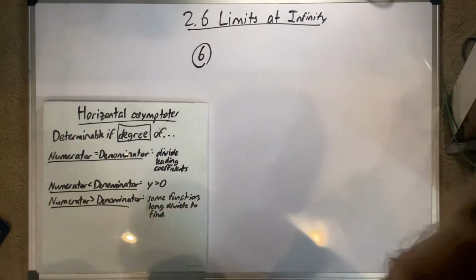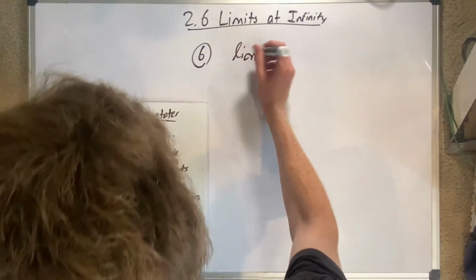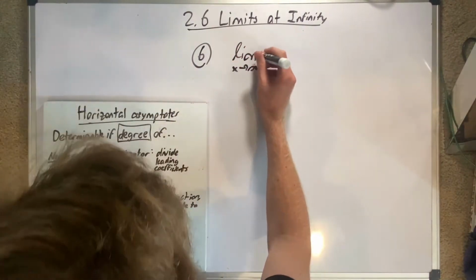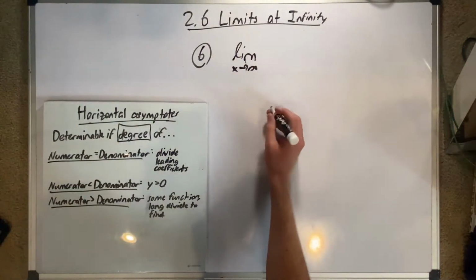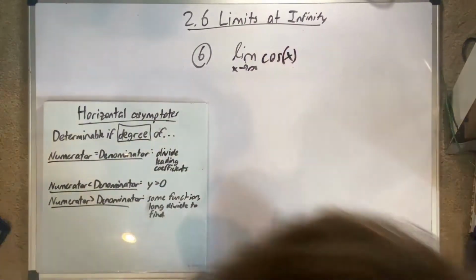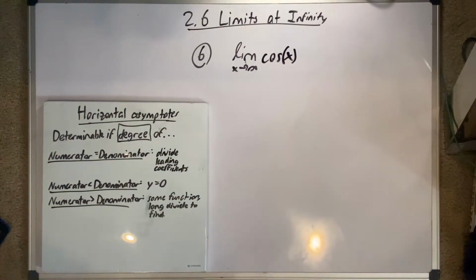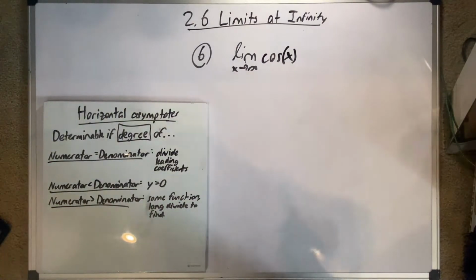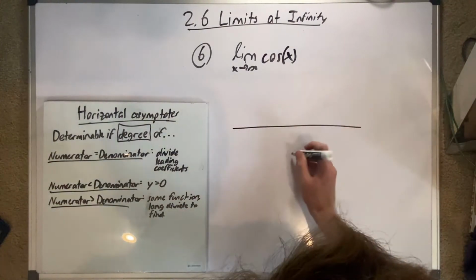What is it? So limit as x approaches infinity of cosine of x. Okay. What is this one? Because this one's weird. So let's think about, what does the graph of cosine look like really quick? What happens with the graph of cosine?